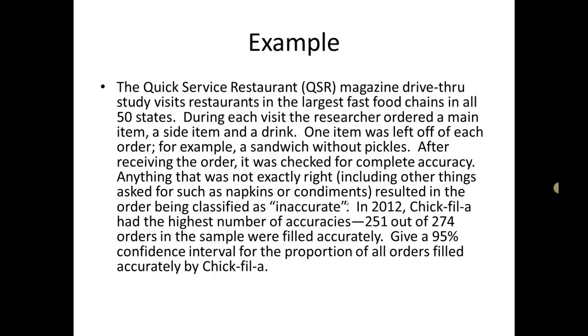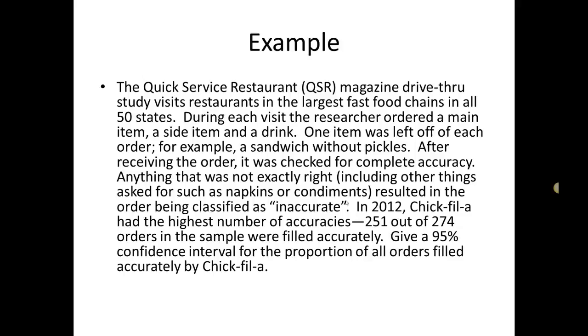So here's an example. The quick service restaurant magazine Drive-Thru Study visits restaurants in the largest fast food chains in all 50 states. During each visit, the researcher ordered a main item, a side item, and a drink. One item was left off of each order. For example, a sandwich was ordered without pickles. After receiving the order, it was checked for complete accuracy. Anything that was not exactly right, including other things that were asked for, such as napkins or condiments, resulted in the order being classified as inaccurate.